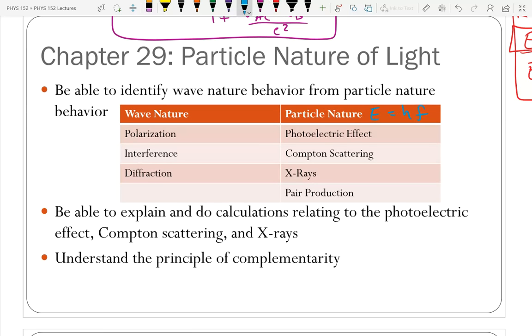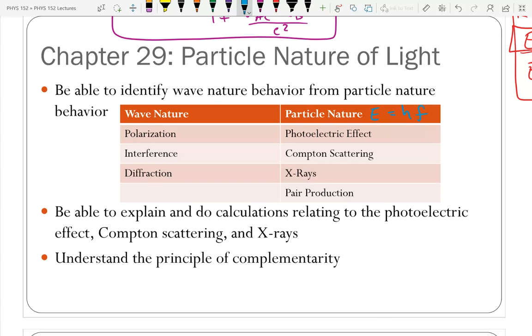Energy for a photon is hf. Compton scattering: when you have a light wave scatter off of an electron, it shifts its wavelength, which means it shifts its frequency if you stay in the same material. And that's not possible with a wave. That can only occur if you have a photon with energy hf.